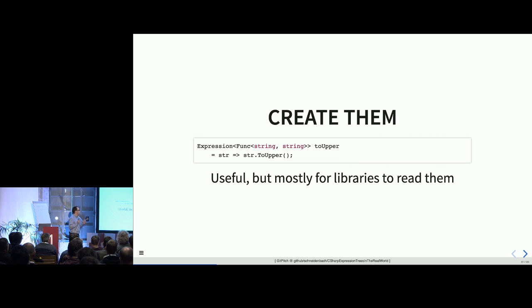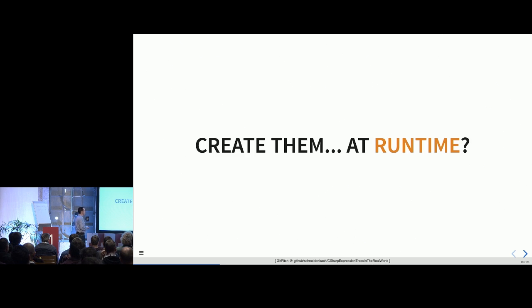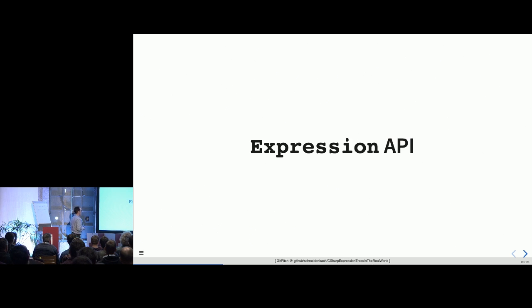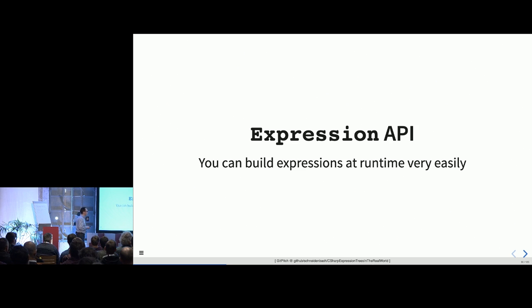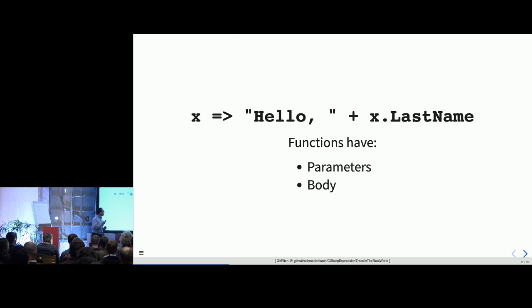But there are plenty of times, a handful of times, where it's really useful to create them at runtime. You can not only declare them inline when you know all the types and all the information in the body of the expression ahead of time, you can also create them at runtime. So this is what that looks like. This is called the expression API. It's really awesome. So let's talk through it just a little bit with a nice example.